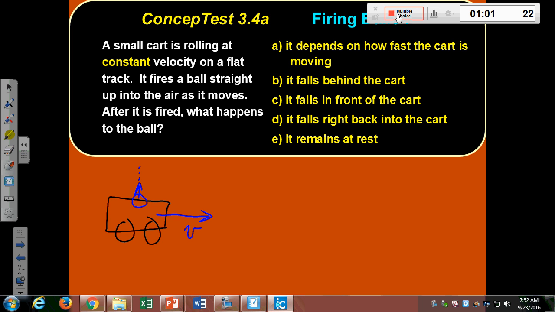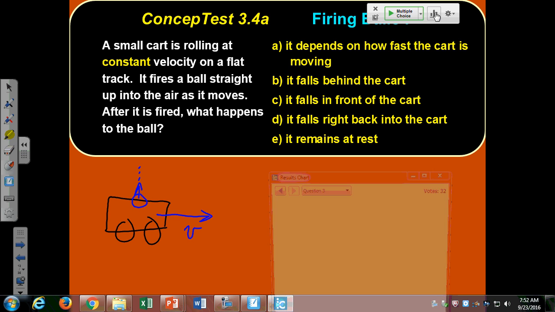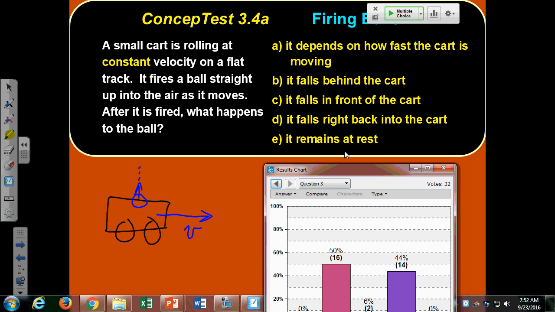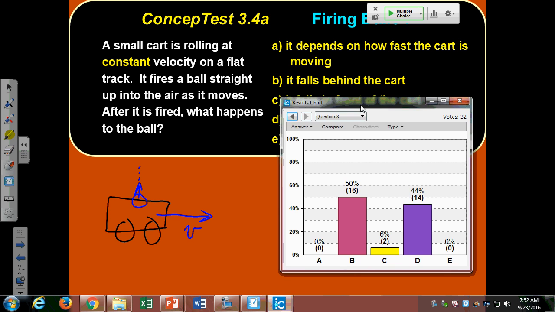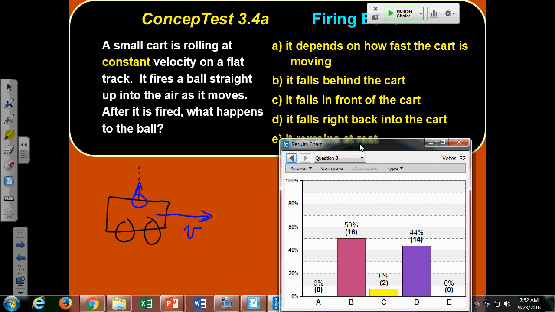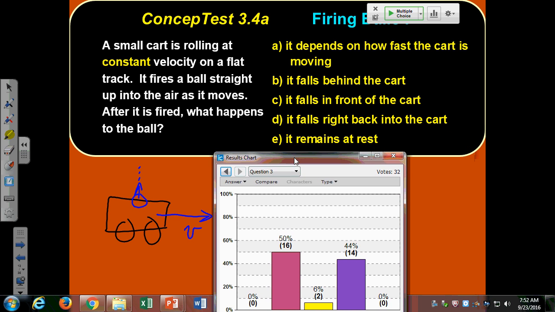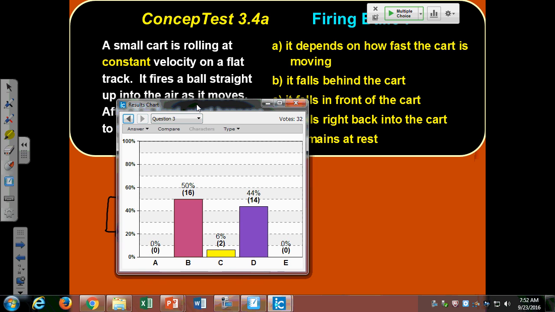All right, we'll stop in about 10 seconds. I'll stop at 1:10. You guys are split between two different answers, almost completely split. Okay, so most people put B, and a lot of you put D. B is it falls behind the cart, and D is it falls right back into the cart.